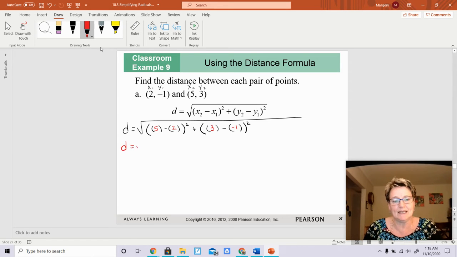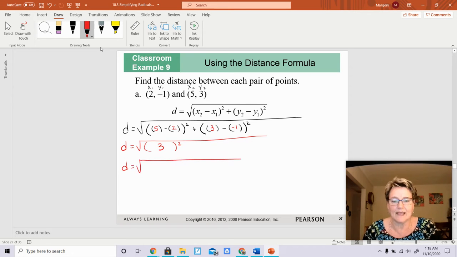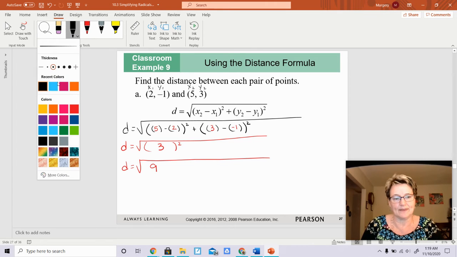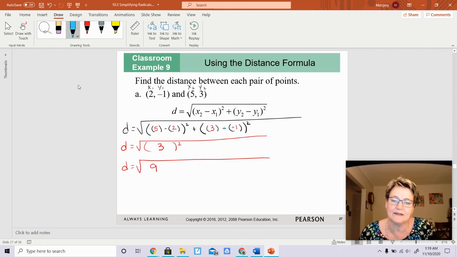So you're left with d equals the square root. I'm going to do my first parenthesis first. 5 minus 2 is 3. 3 squared is 9. Now I'm going to change colors for a second. And this one, I don't like that it has a negative times a negative. Well, that is positive. A negative times a negative is positive. So this is going to be plus 3 plus 1 is 4. 4 squared is 16. So now I have the distance equals the square root of 9 plus 16.